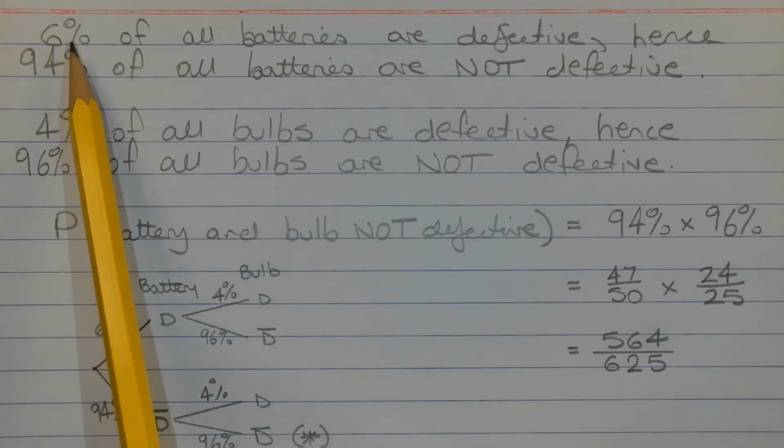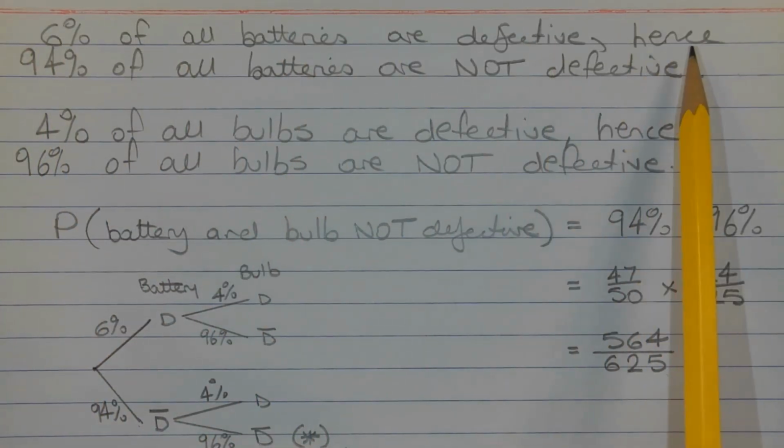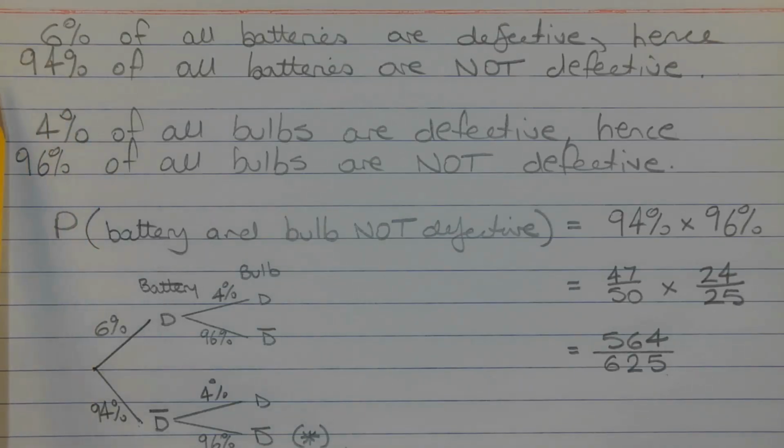It is given that 6% of all batteries are defective. Hence, by the law of complements, 100% minus 6%, which is 94% of all batteries, are not defective. Similarly, it is given that 4% of all bulbs are defective. Hence, by the law of complements, 100% minus 4%, which is 96% of all bulbs, are not defective. Now, the probability of choosing a bulb that is either defective or not defective does not depend on whether we've chosen a battery that is either defective or not defective. So the two events are independent.